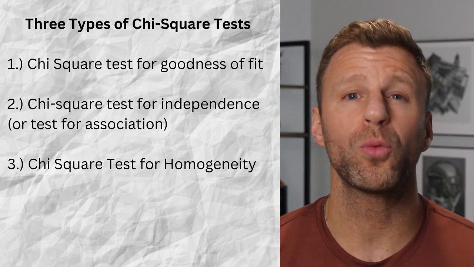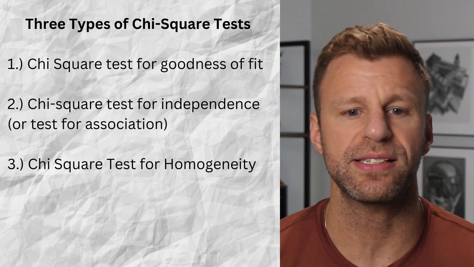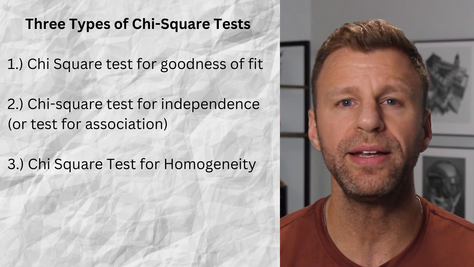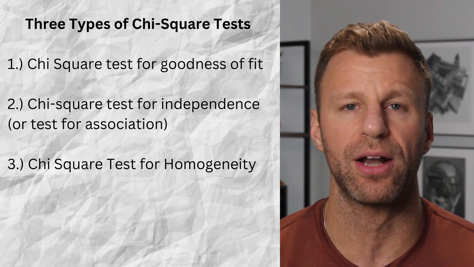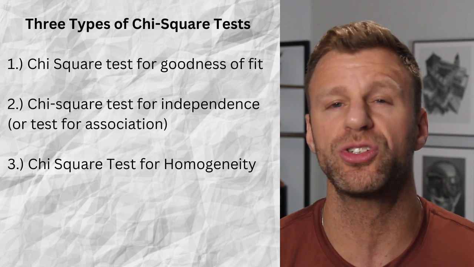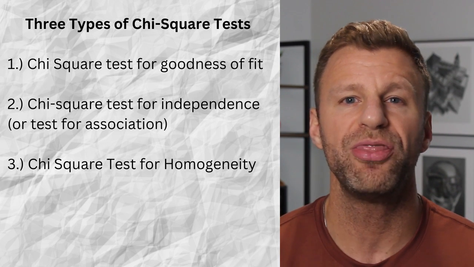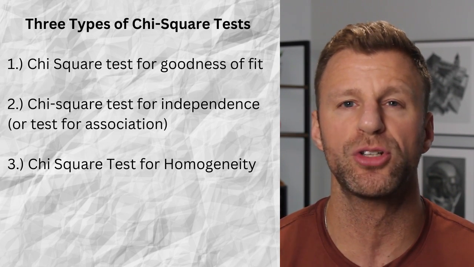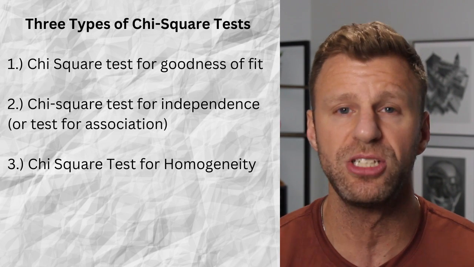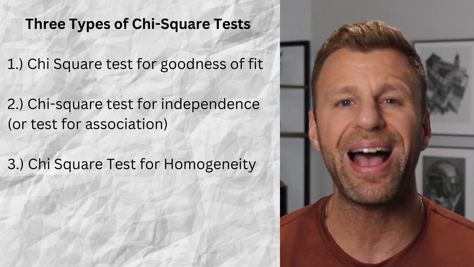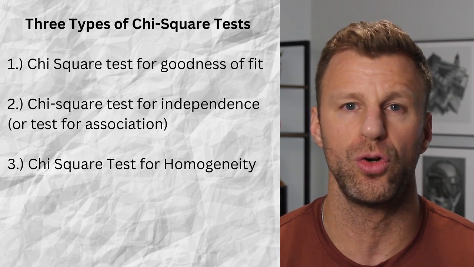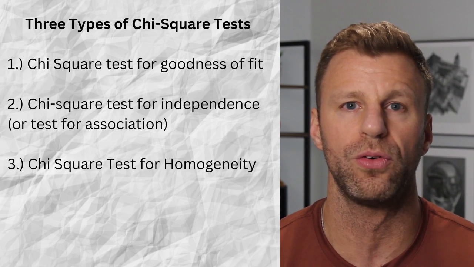Now, there are 3 different types of chi-square tests. There's a chi-square test for goodness of fit. That is used for one categorical variable with multiple categories to it. Then we have a chi-square test for independence, or also known as a test for an association. There you're going to see a two-way table where you're trying to determine if there's a relationship or an association or independence between those two variables. And lastly, we have a chi-square test for homogeneity, which also involves a two-way table with 2 categorical variables.